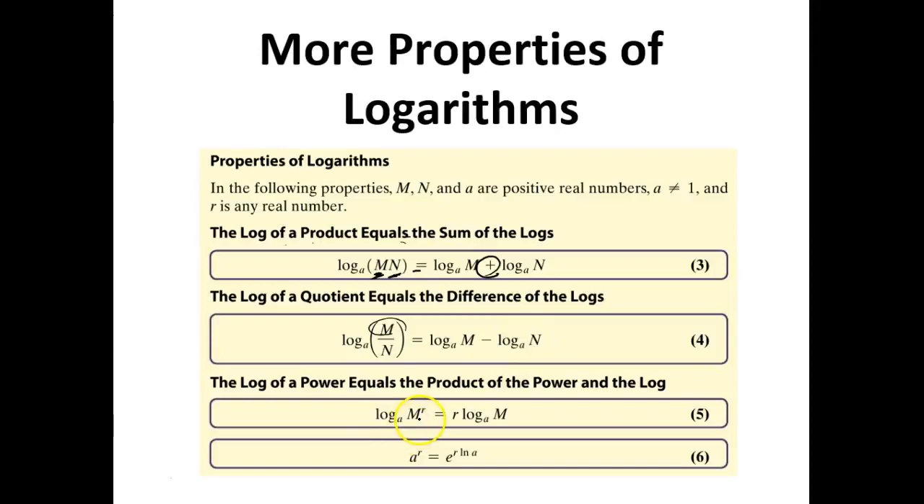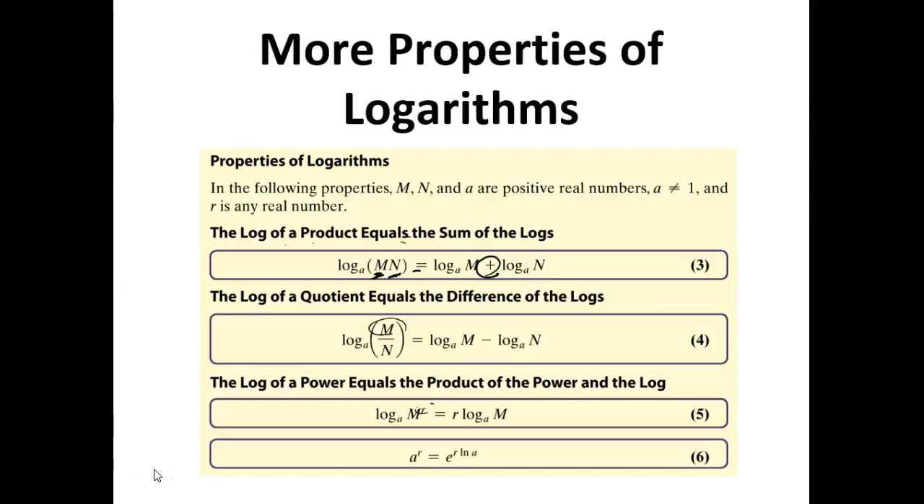If you have log base a of m to the r, so if you have a log of something to a power, that power can get moved out front. So you just have r times log base a of m. And this bottom one, a to the r is equal to e to the r ln of a. What that's saying is that you can change an exponential into something involving logarithms.